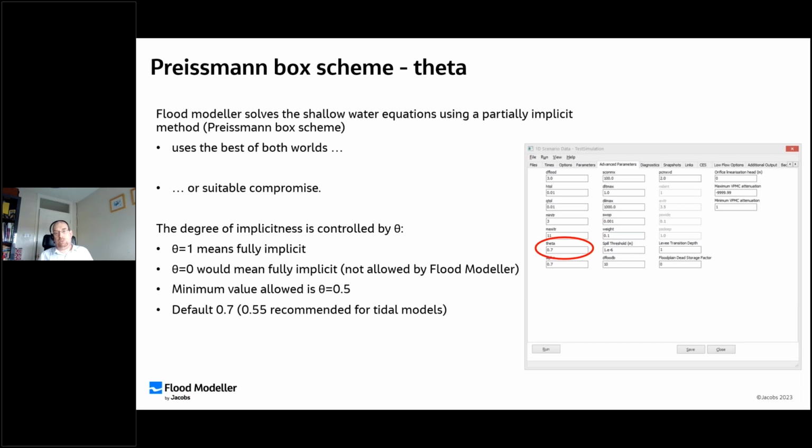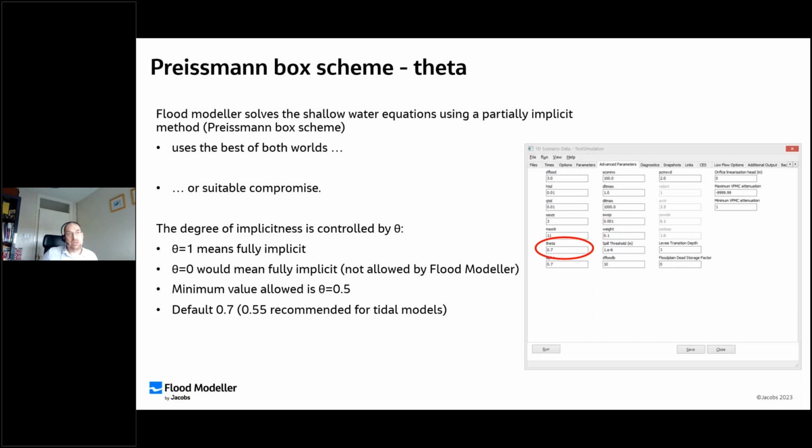And that brings me to the first advanced parameter that I'm going to describe, and that is theta. That applies to 1D river only, and that is, I guess, a weighting between implicitness and explicitness. So our default value is 0.7, a value of 1 would be fully implicit, a value of 0, which we don't allow, would be fully explicit. The minimum value we do allow is 0.5. And why would you want to change this? Like I said, it's one of these where the 0.7 is our best compromise.